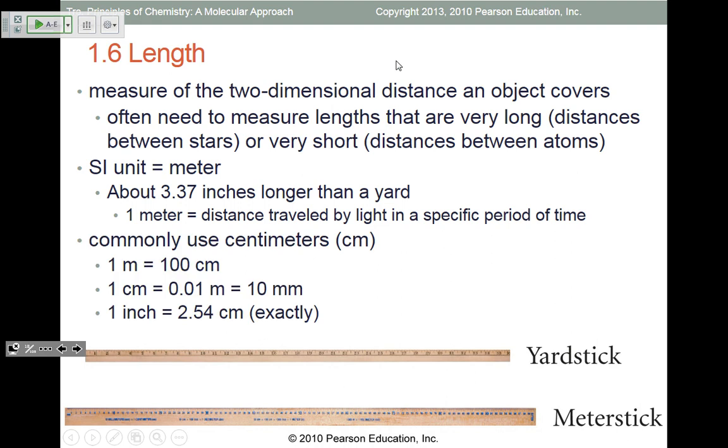Some commonly used units: you'll often see length in centimeters because a meter is bigger. And again, 1 inch is exactly 2.54 centimeters, but you don't have to memorize that, I'll give you that. Conversions from centimeters to meters, we'll talk more about those conversions. You will have to memorize those. But we'll talk about that in a couple of slides.